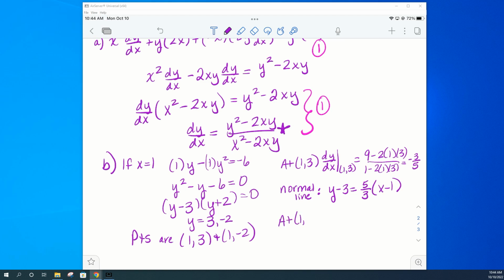At (1, -2), dy/dx at that point is going to be (4 minus 2) to negative 2 over 1 plus 4. So what is that, 8/5? So the normal line is going to be y plus 2 is equal to negative 5/8 (x minus 1).